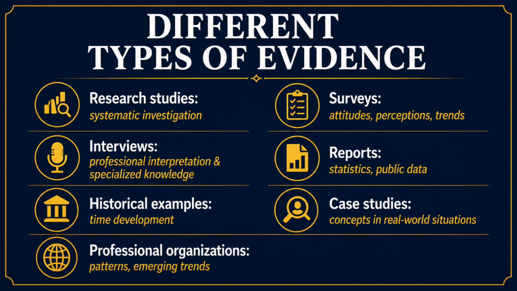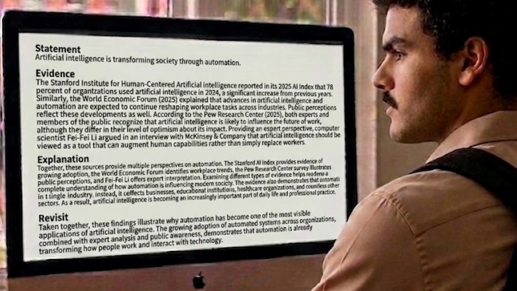So notice something important here. No single source type tells the entire story. Strong informative writers combine different forms of evidence to create a more complete understanding of the topic. That is exactly what Walter did in his automation paragraph. He used a research report, a survey, an expert perspective, and a professional organization report. The result was a richer and more informative discussion.